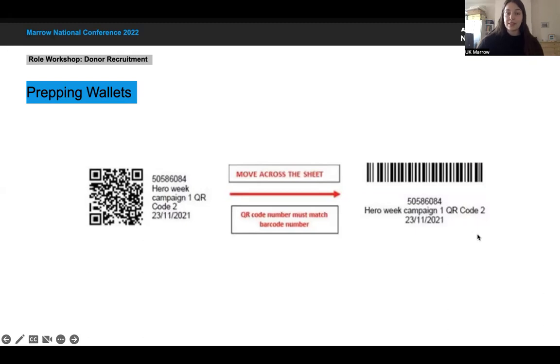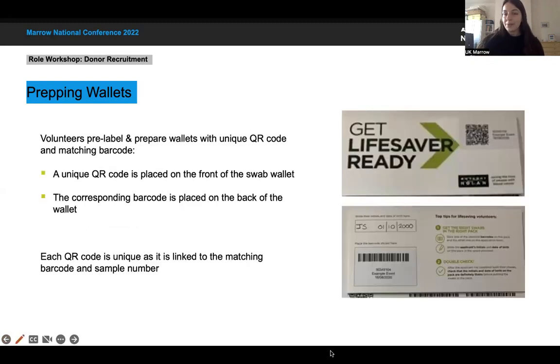So on the day, you will receive a few sheets of paper with lots of these rows on them. And when you label a wallet, make sure that the QR code and the barcode that you stick on a wallet are definitely from the same row. They follow this arrow here. That's really just to reinforce that message. Please use the same row, but that's just to keep in mind when you label a wallet. The QR code on the front, barcode on the back need to match for sure.